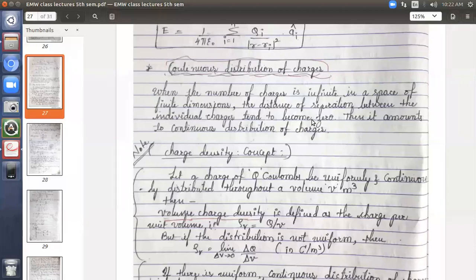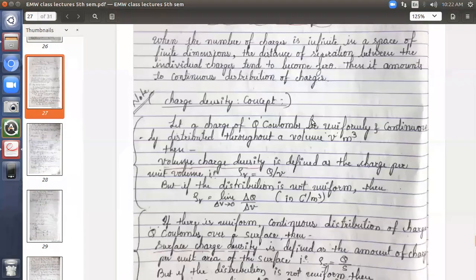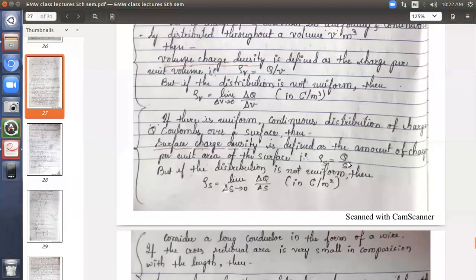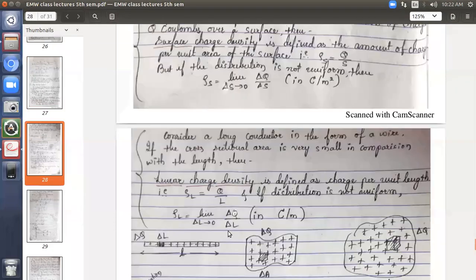In general, it is Q by that parameter. Q divided by, if it is volume charge density, the parameter is volume. If it is surface charge density, Q divided by surface area, Q by S. And if it is linear charge density, it is Q by L. We have studied these charge densities, with rho suffix for that particular parameter.